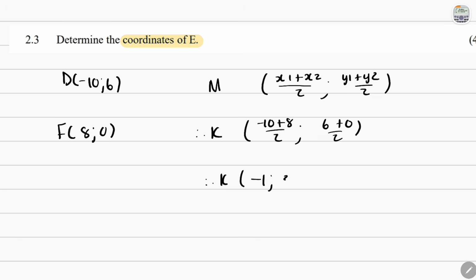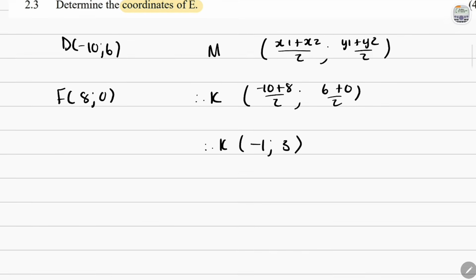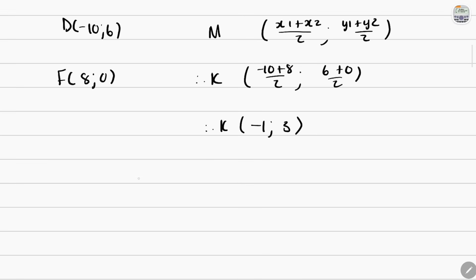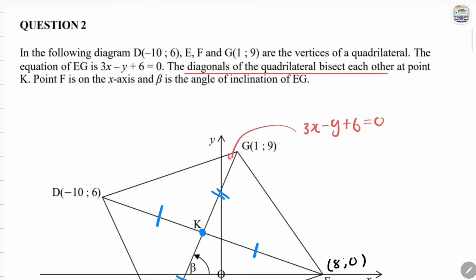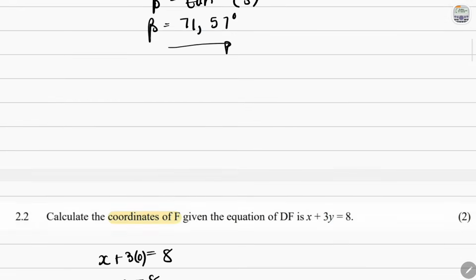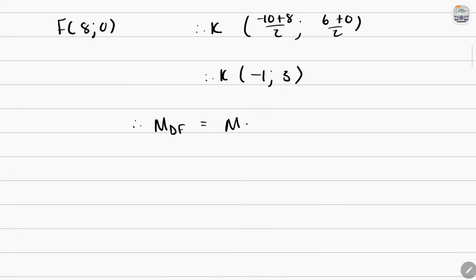And then 6 divided by 2 is 3. So this is k. So k is (-1, 3). But here's the thing. We know that the midpoint of DF is exactly the same as the midpoint of EG, because they told us the diagonals bisect each other.